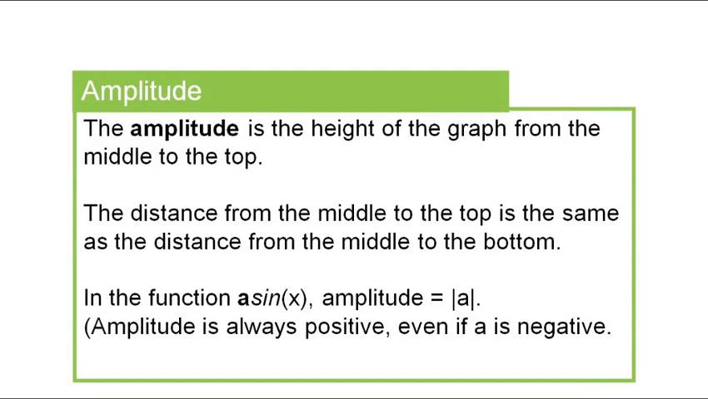Okay, now let's talk about amplitude. The amplitude is the height of the graph from the middle to the top. The distance from the middle to the top is the same as the distance from the middle to the bottom, of course. So in the function a sine of x, the amplitude is the absolute value of a. Whatever number you see here, its positive version is the amplitude. We always consider amplitude to be positive even if a is negative.